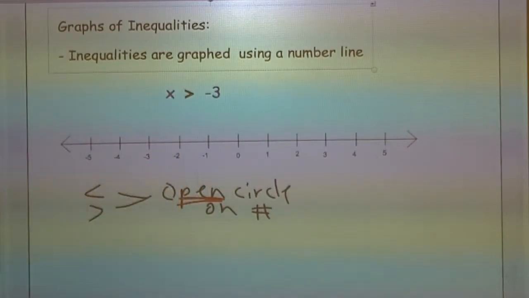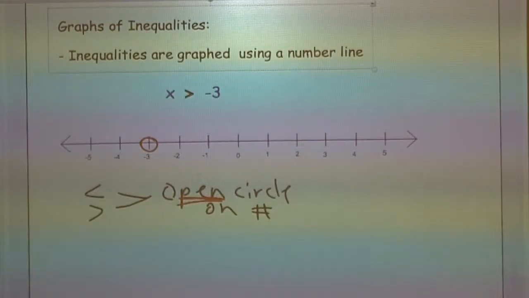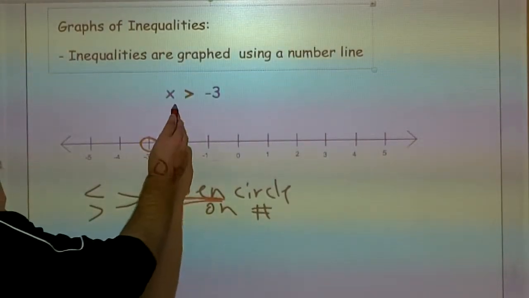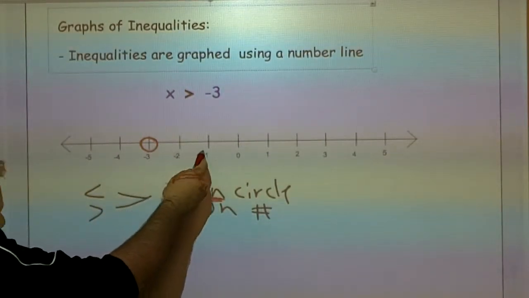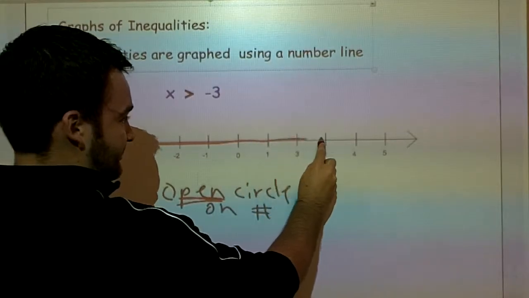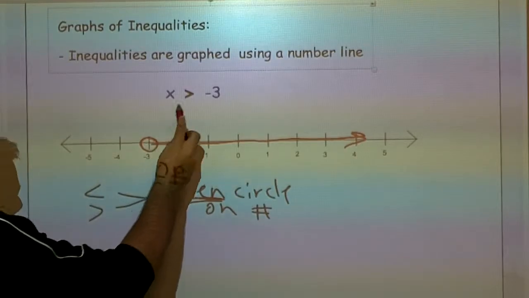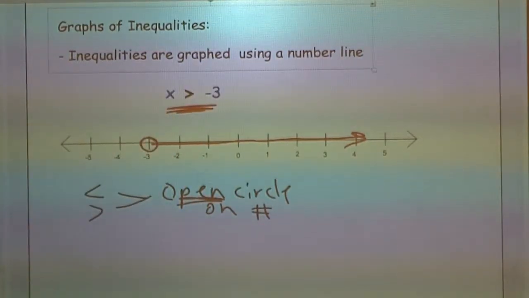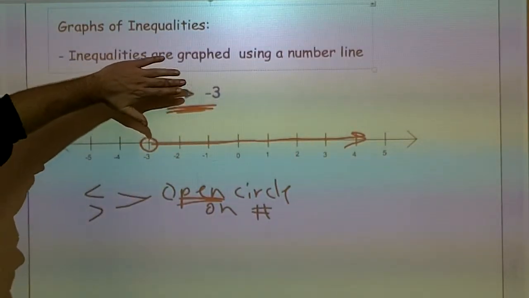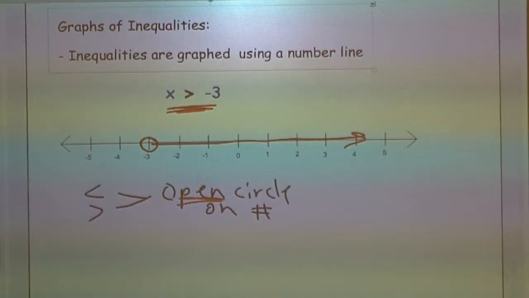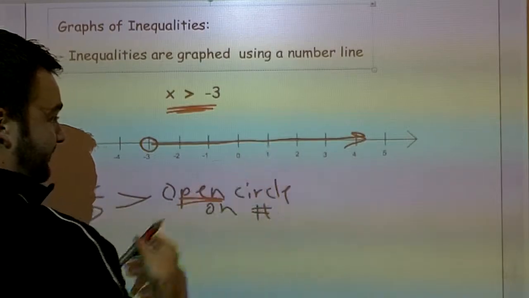So in this case, x is greater than negative 3. We're going to find negative 3, and it's going to be an open circle. From there, we shade in all values of x that are greater than negative 3. So negative 2 is greater, and we're going to go this way. A nice little hint: whenever you see the x on the left side of the inequality, the symbol will always point in the direction that you're going. So x is greater than negative 3 means all values greater than are going this way.